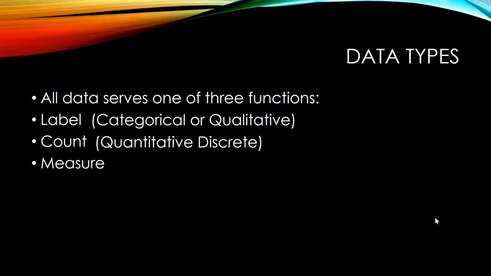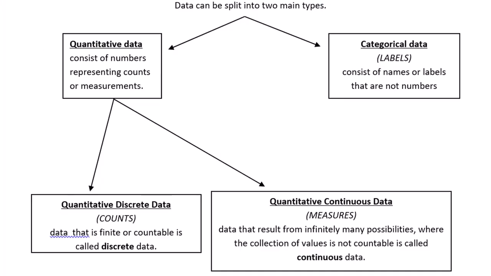Data might be a count of something, and if that's the case, we call that quantitative discrete. Lastly, data might be a measurement, and this is called quantitative continuous. Sometimes when people are explaining these different data types, they will first divide these categories into categorical or qualitative and then quantitative data. And then they will further divide quantitative data into discrete and continuous, counts and measures. So if you have an instructor who's explaining it this way, that is also a valid way to understand it.